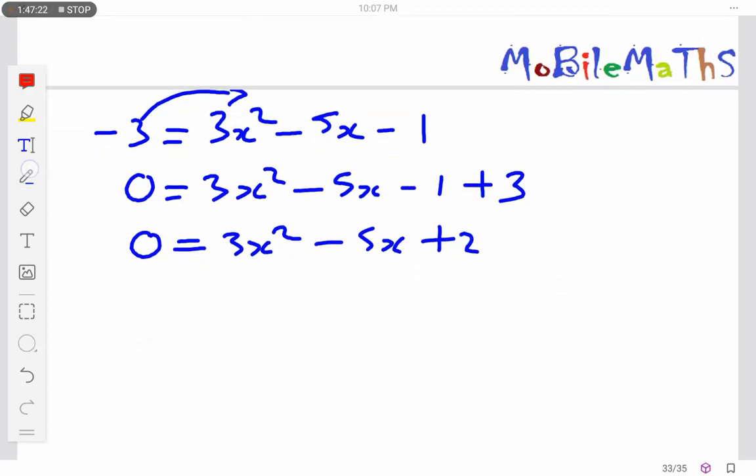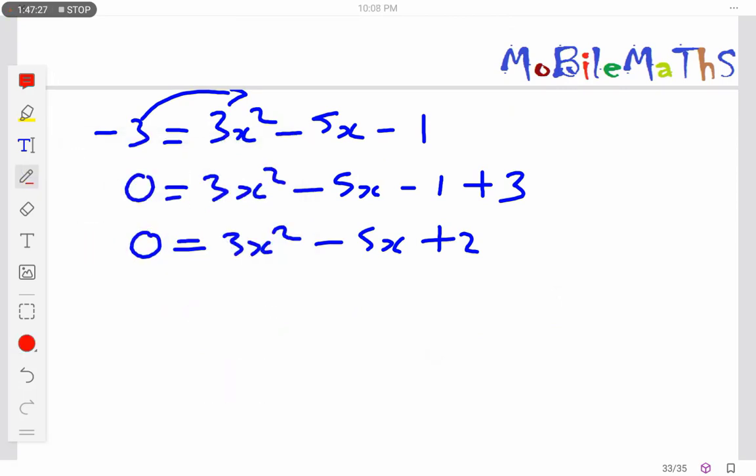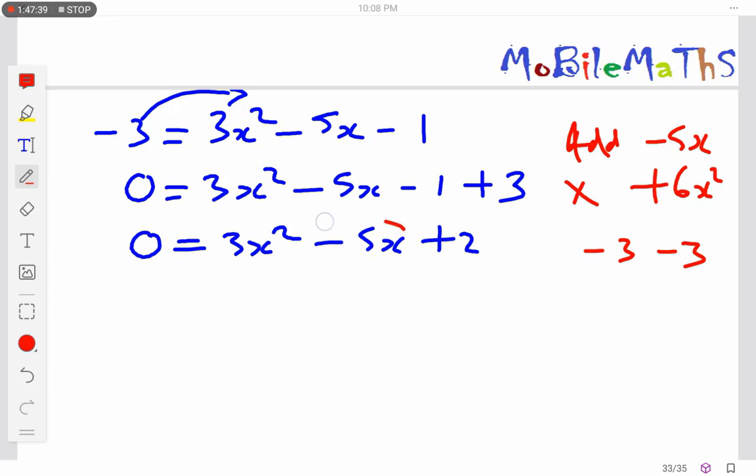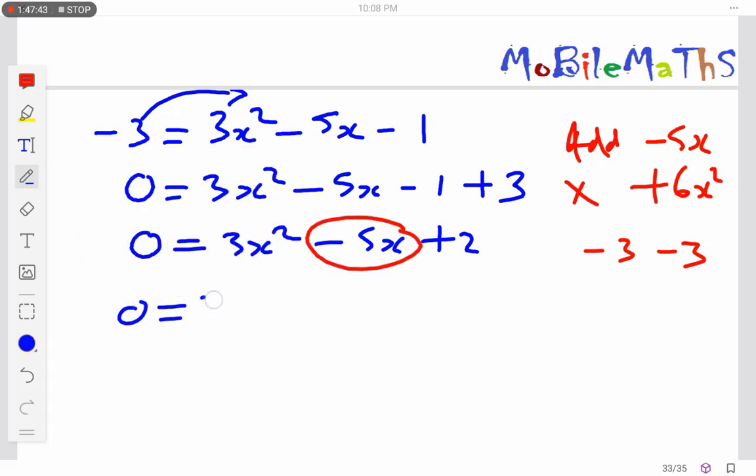So this is what I have. Now what I can do is this. I'm going to say which number can I add. When I add, I get minus 5x. When I multiply, I get plus 6x squared. Okay. So you find out I have minus 3 and minus 3. So I'm going to substitute for this value. And I'll have myself 0 is equal to 3x squared minus 3x.